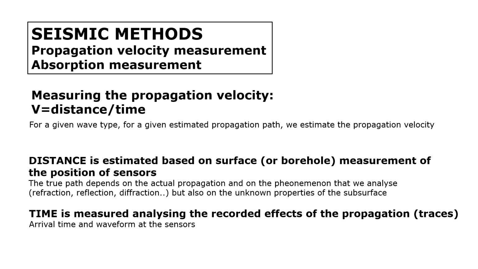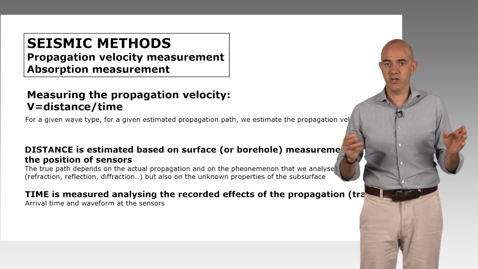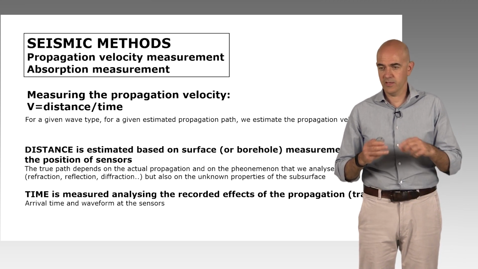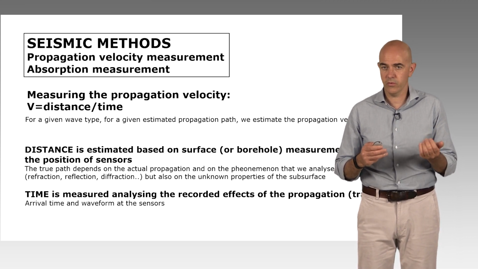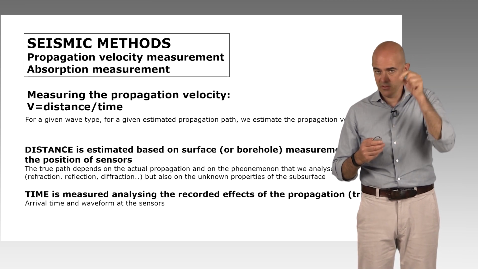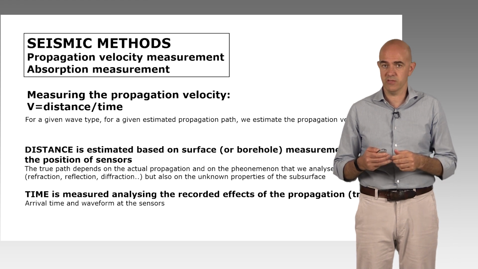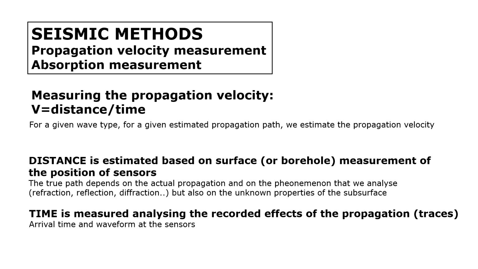So the distance is measured in the field, knowing the position of different receivers at the surface or down into a borehole. And the actual true path of the waves is only indirectly estimated, unless we are using borehole data, where we know that we are following normally the direct propagation path from the source down to receivers. Or when we have two closed boreholes, we imagine that the path is the direct, shortest path between the source and the receiver. But essentially the distance measurement requires some survey effort, at least to know where each of the receivers and where the source is.